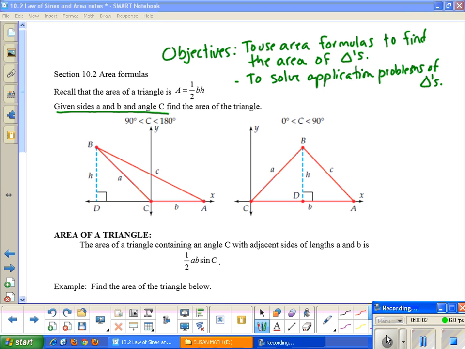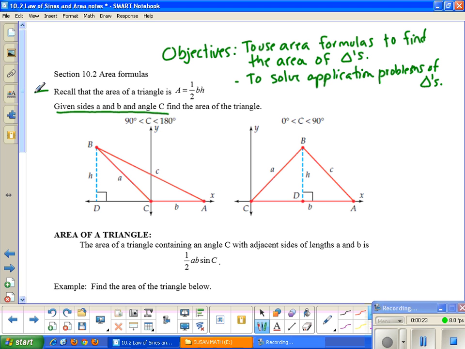Section 10.2, area formulas. This is continued from the law of sines. Our objectives are to use the area formulas to find the area of triangles and to solve application problems of triangles. So recall that the area of a triangle is 1/2 times base times height. Let's say that we were given these two different triangles that we have here.